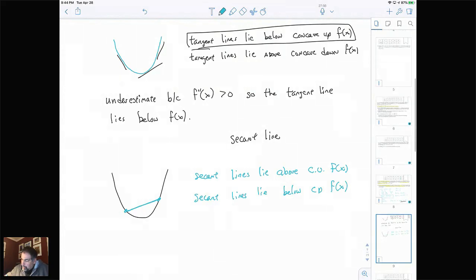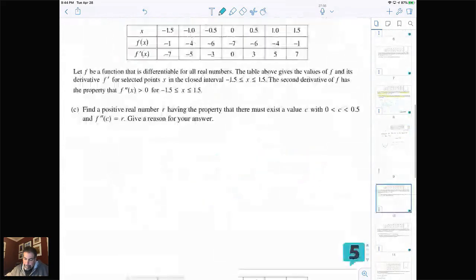The next one I want to look at is part C. And again, I'd like to just give you a minute to read over it, and then we'll talk about it in just a second. Okay, so take a read on part C.